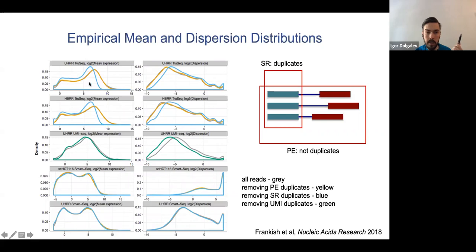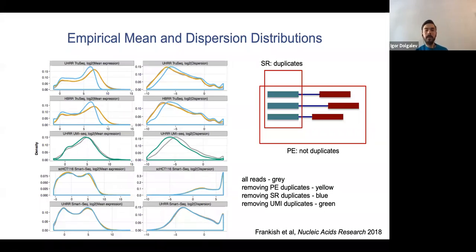So here, for example, the blue line is the single read duplicates, and you can see, compared to the paired end duplicates in yellow or all the reads in gray, removing single read duplicates, which includes situations like this, not surprisingly decreases the mean expression. But at the same time, it actually increases the dispersion or the variance of your reads.